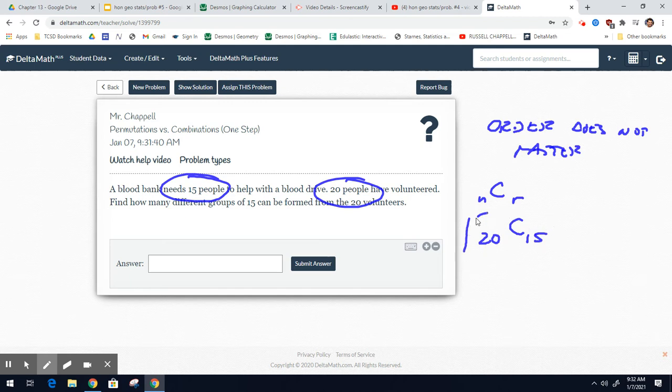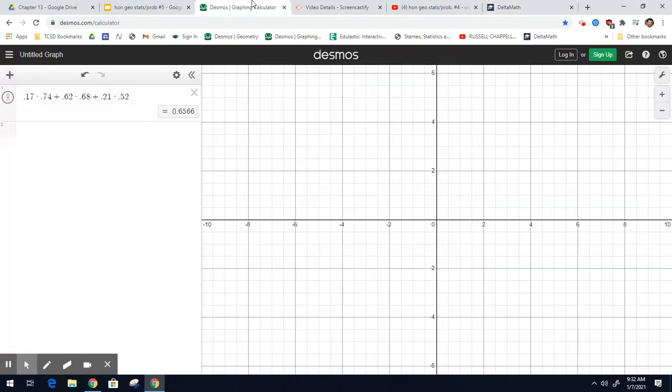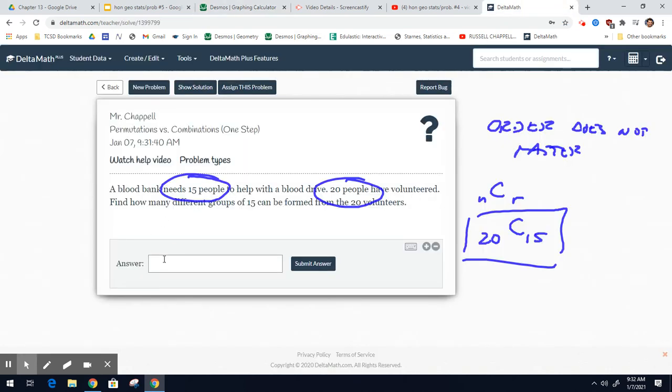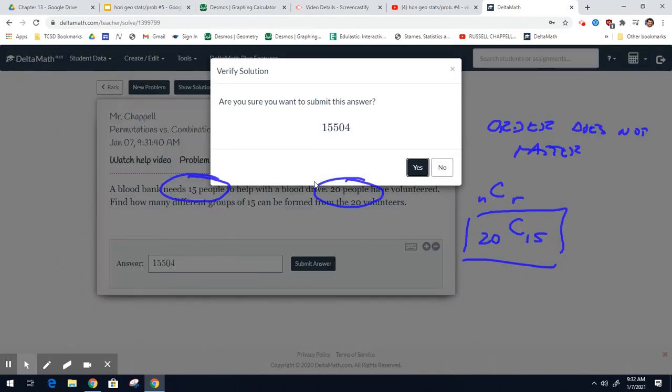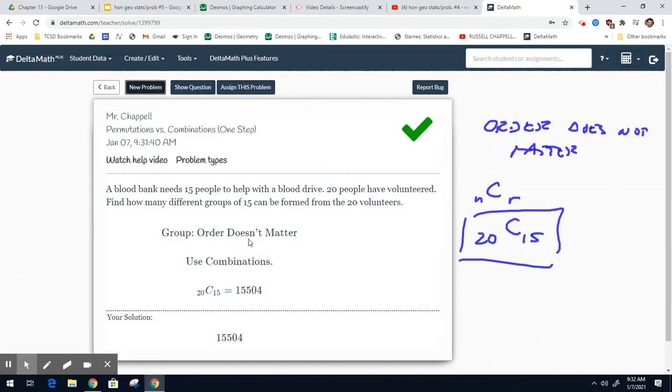So let me show you how we're going to do this in Desmos graphing calculator. When you do this problem, you're going to type in nCr and open a parenthesis, right? The first number is the n, the bigger number, comma, the second number is the smaller. And there you go. There are 15,504 ways to pick 15 people out of 20, and the order doesn't matter. That's it. 15,504, right? There we go. Done. Okay, let's try to do another problem here.